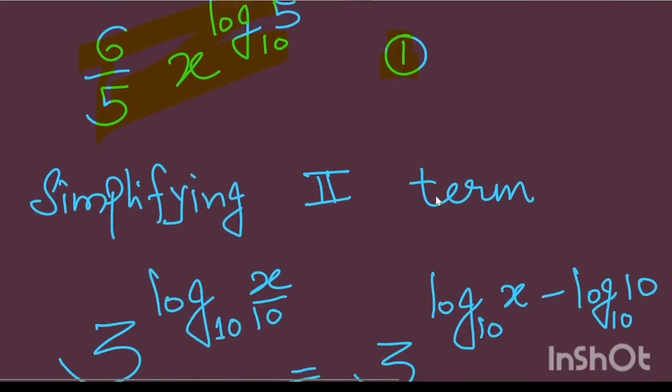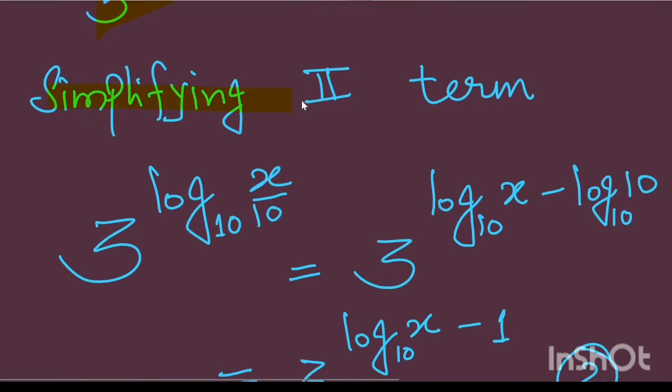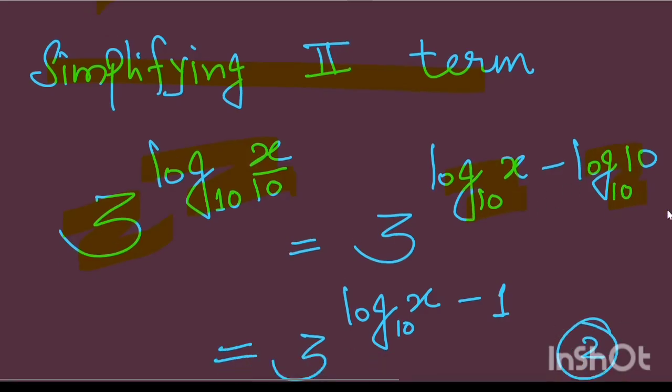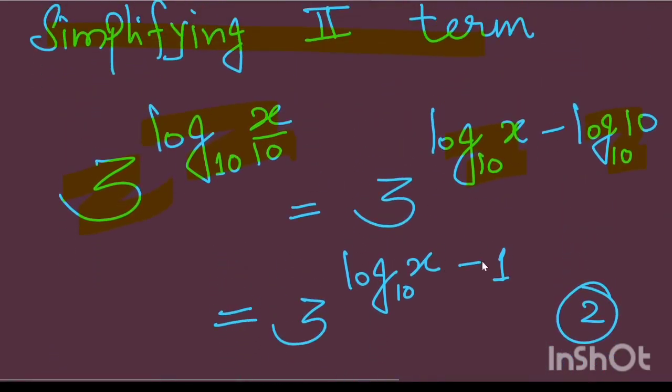Simplifying the second term, which is this, log m by n is log m minus log n, so we will use that: log 10 base 10 is 1, this is as it is, 3 is as it is. So this is the second term, guys.